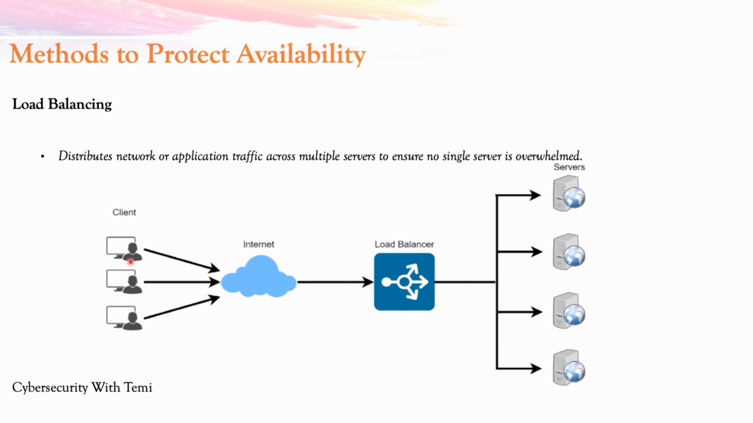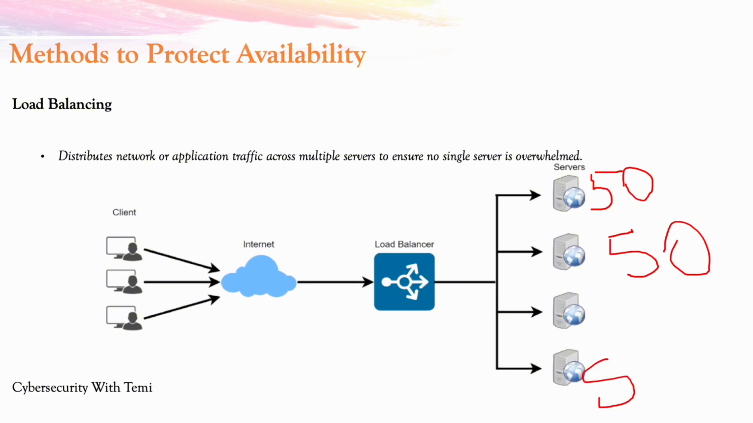In this diagram, clients, that's the users, are requesting services from the servers. They are accessing the internet. So the load balancer sits in the middle and sends requests to the servers, ensuring that none of these servers are overwhelmed. Now let's look at this in a more practical way. Let's say this has 50 requests. What the load balancer does is ensure that this traffic is evenly distributed between these servers.